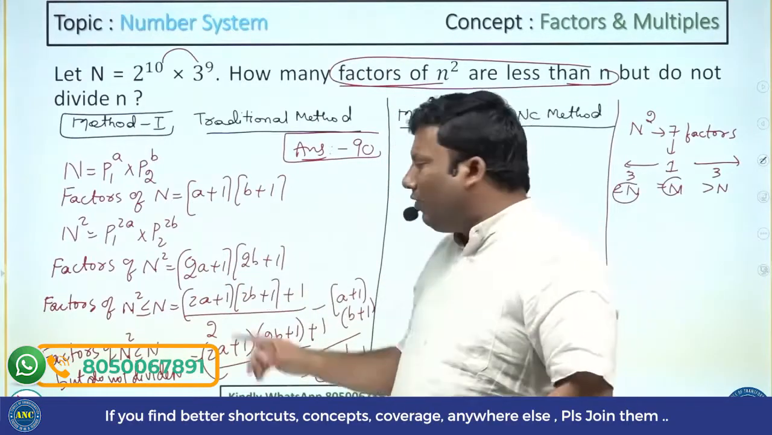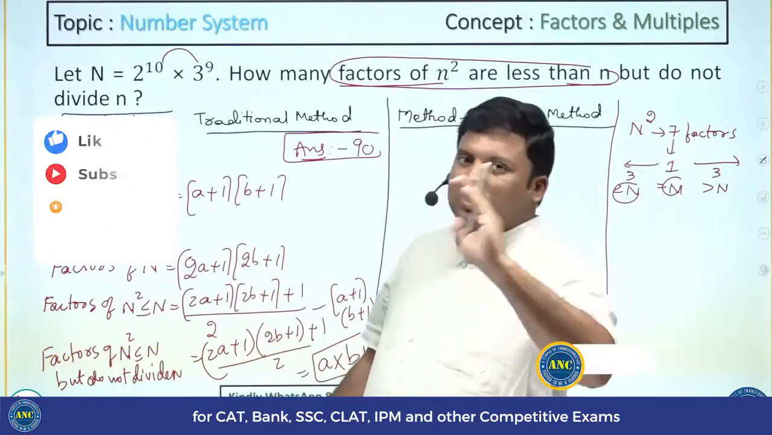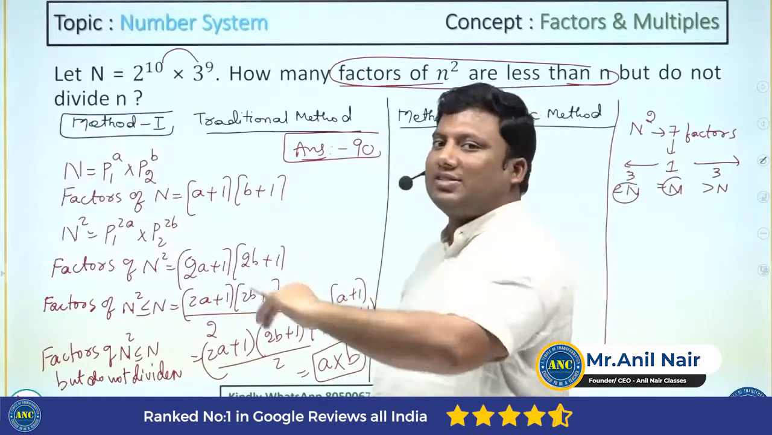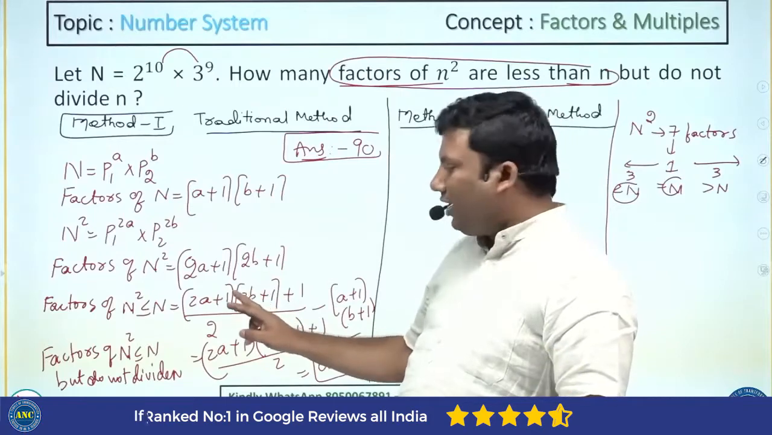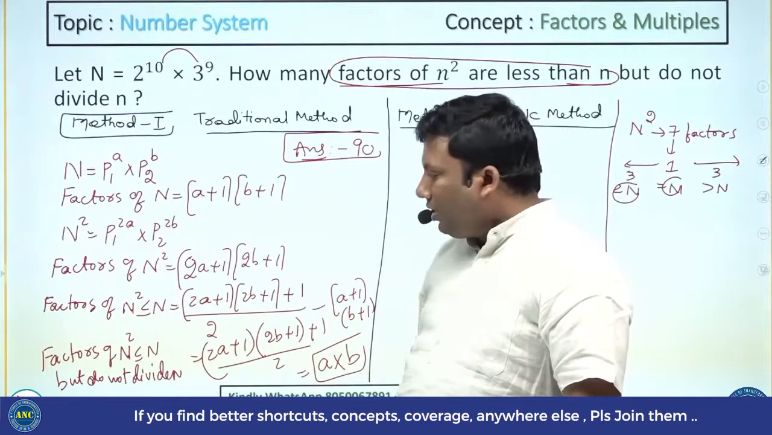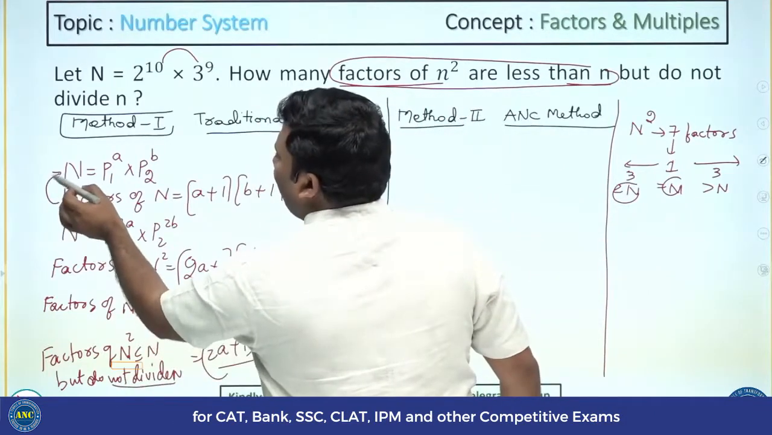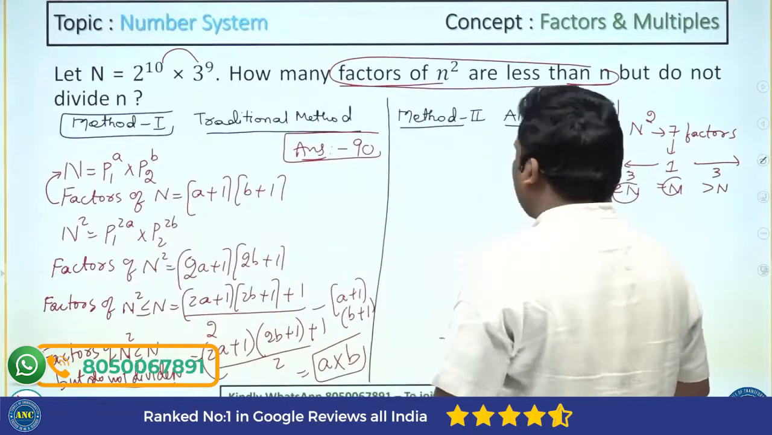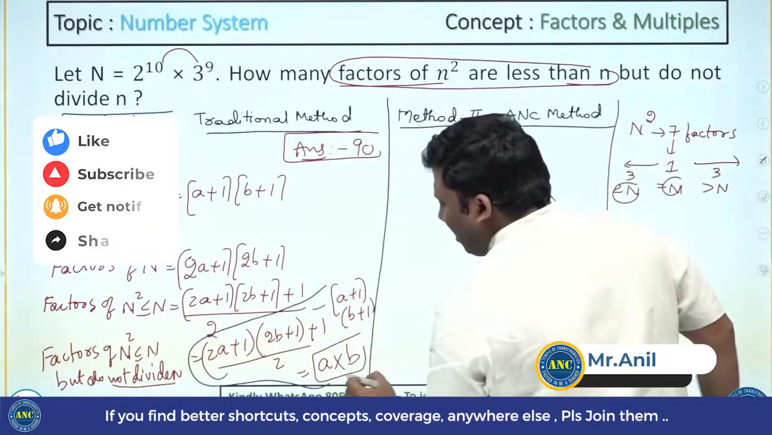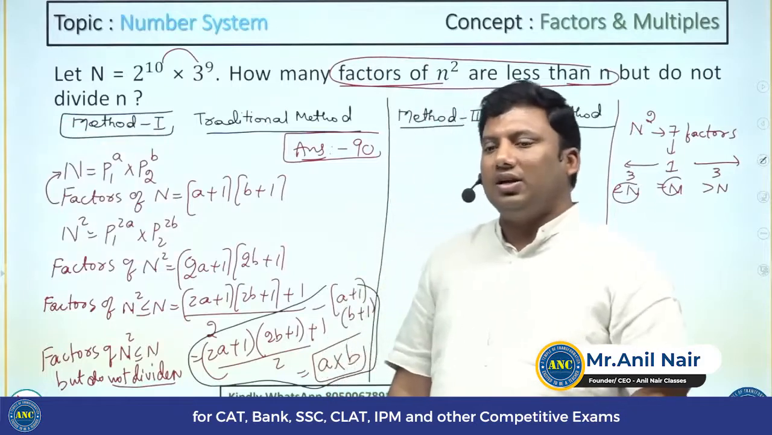Think with a very low value: a value 1, b value 1. 3 into 3, 9. 9 means 4 cases less than n, 4 cases greater than n, and one case equivalent to n. So 2a plus 1, 2b plus 1, plus 1, by 2. From that one, I require those that do not divide n. These are the numbers whose factors divide n, and I have to subtract those cases. If I do this, I will get the final answer a into b.